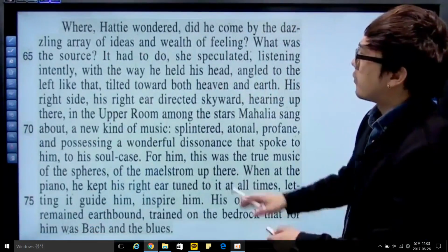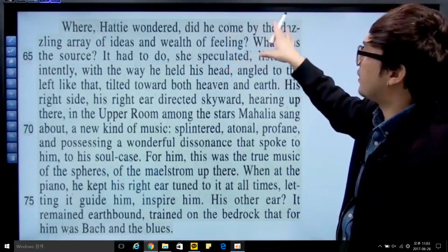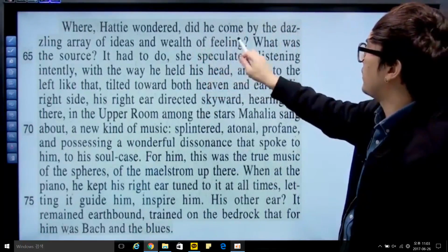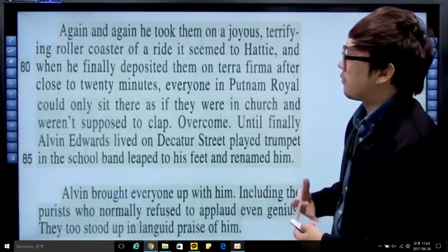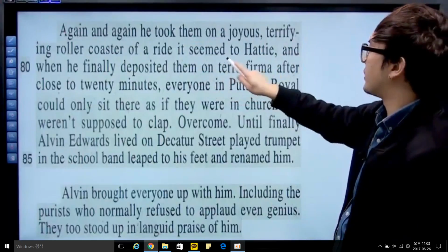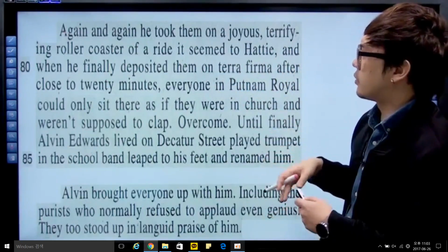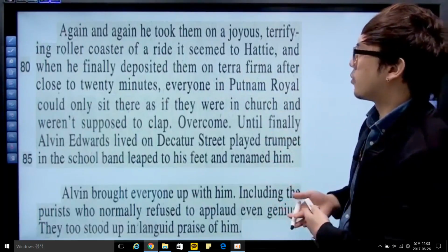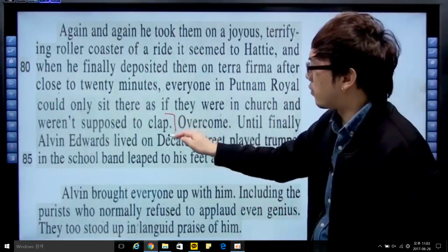And then moving on, where did Haiti wonder he came by the dazzling array of ideas and wealth of feelings, right? So she was wondering where he gets all these ideas and all these feelings. Again and again, he took them on a joyous, terrifying, cold roller coaster of a ride, it seemed to Haiti. And when he finally deposited them on terra firma, after close to 20 minutes, everyone in Putnam Royal could only sit there as if they were in church and weren't supposed to clap. So they were in awe, right?